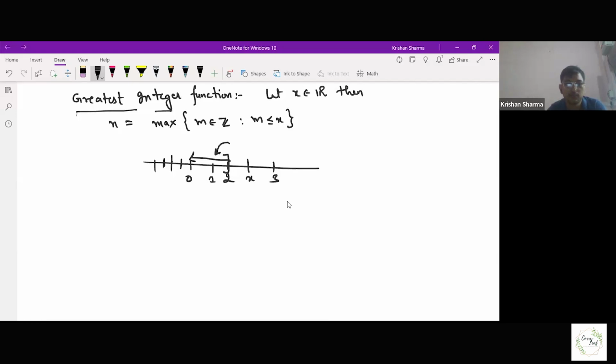Okay. Now, if I ask you what is the greatest integer of square root of 2, well, we all know the value of the square root of 2 is approximately 1 point something, 1.141, you can say. Maybe I forgot, but it doesn't matter. We don't need that. But we all know that the greatest integer value of square root of 2 is 1. Okay, that's what we know.